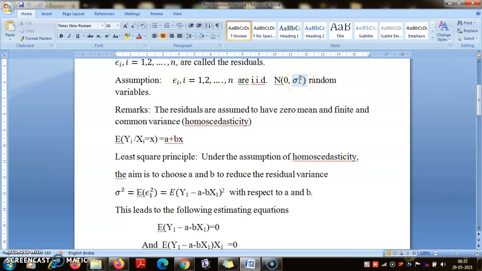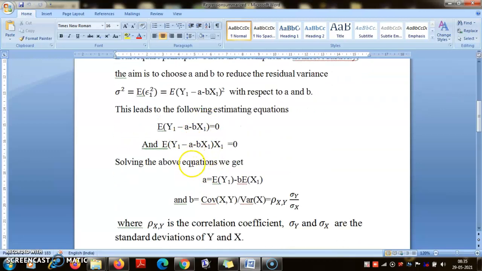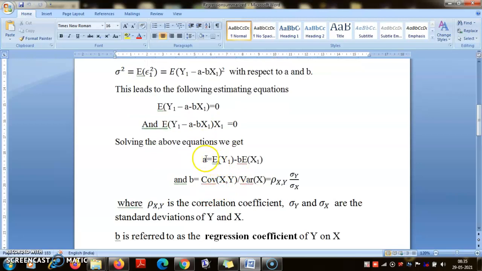So we try to reduce that common variance. With respect to a and b, we take partial derivatives with respect to a and b and equate them to 0. So we get this pair of equations, which essentially leads to two equations in two unknowns, the unknowns being a and b, and solving them we get a equal to x.